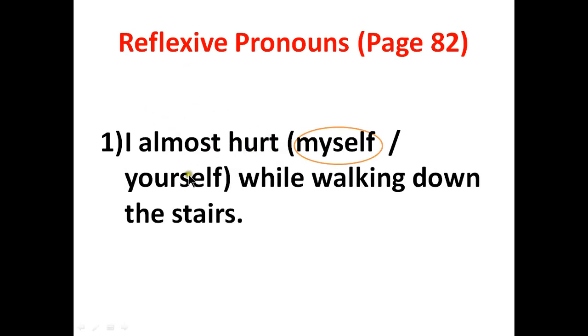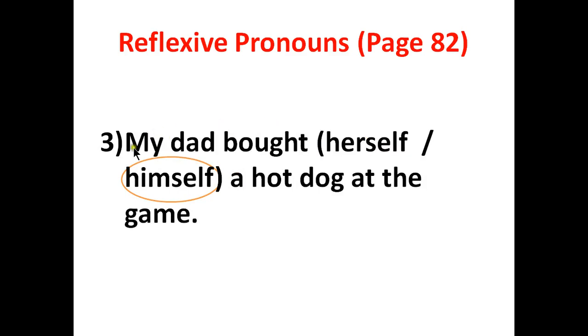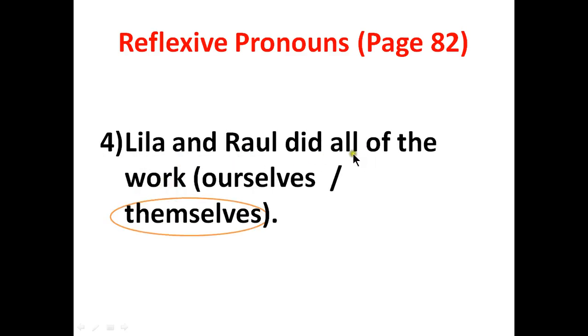Number 1, I almost hurt myself while walking down the stairs. Please circle myself. Number 2, the cat licked itself after eating dinner. Please circle itself. Number 3, my dad bought himself a hot dog at the game. For dad or father, you will circle the reflexive pronoun himself. Number 4, Lila and Raul did all of the work themselves. Lila and Raul are the names of two persons. So for these two persons, you will choose the reflexive pronoun themselves.